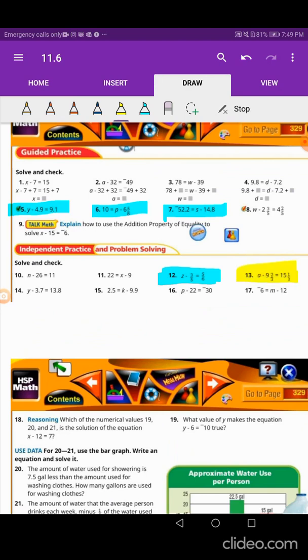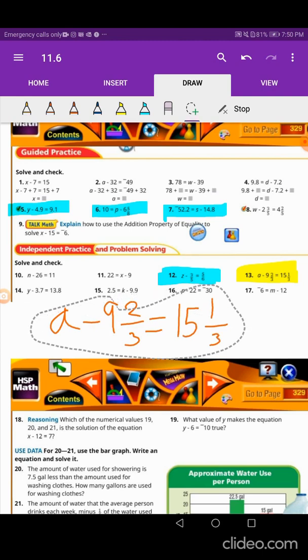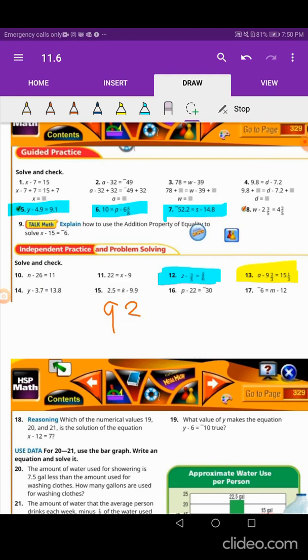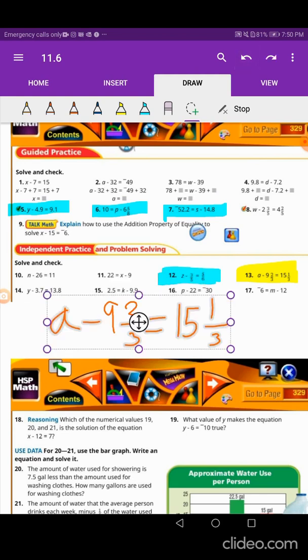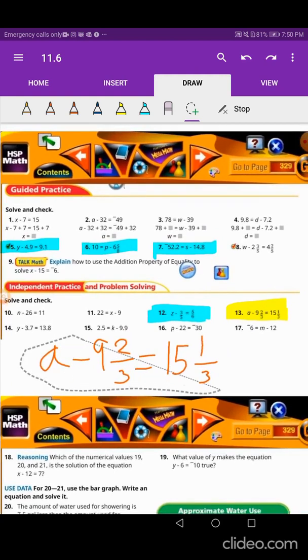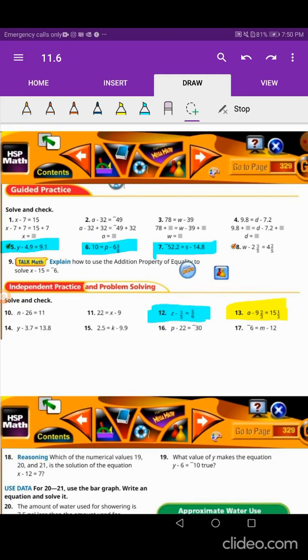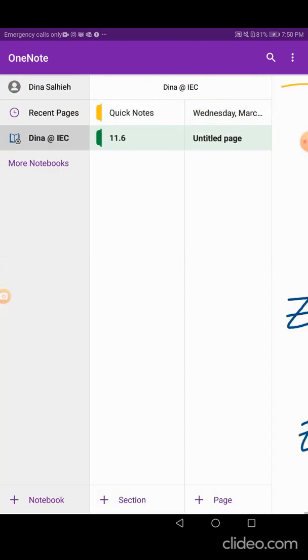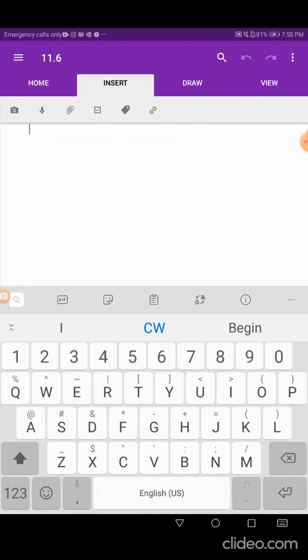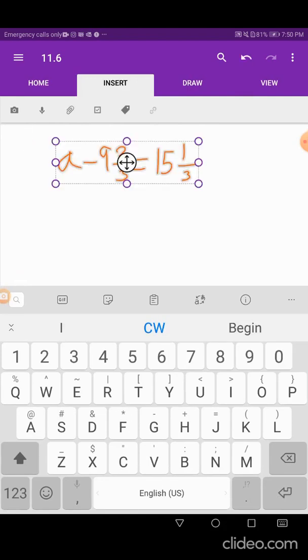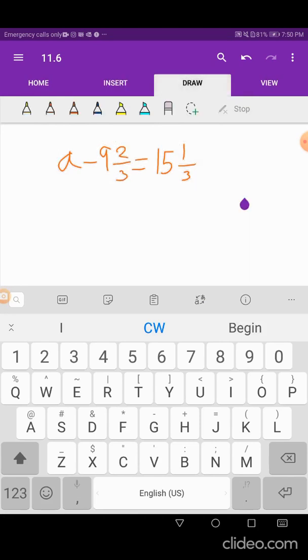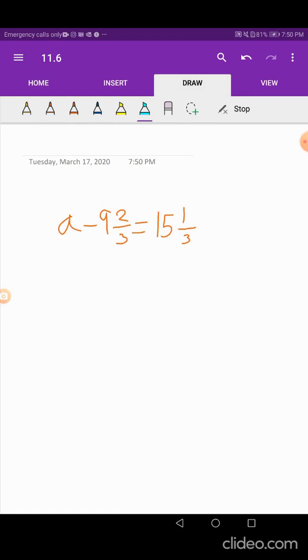Okay, let's solve question number 13. Negative a minus 9 whole and 2 over 3 equals 15 and 1 over 3. Let me copy it to the second page.